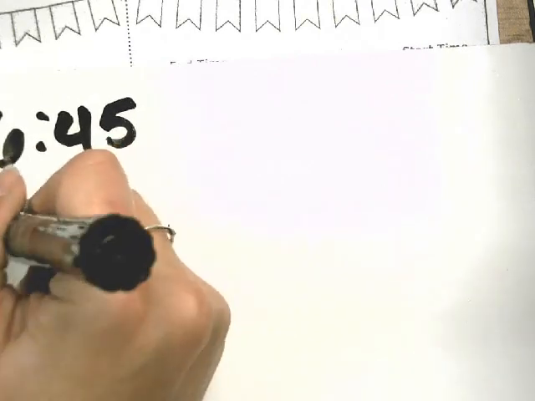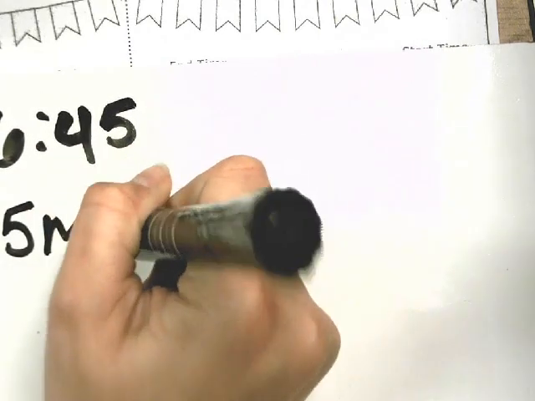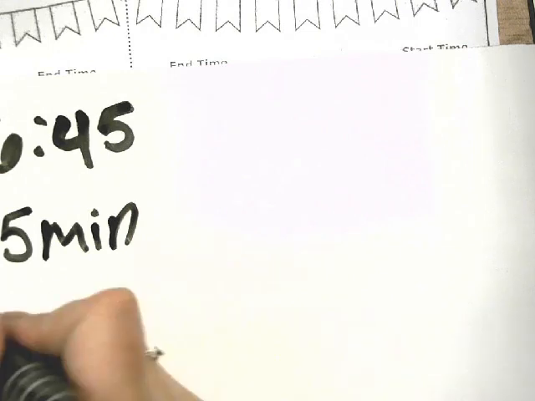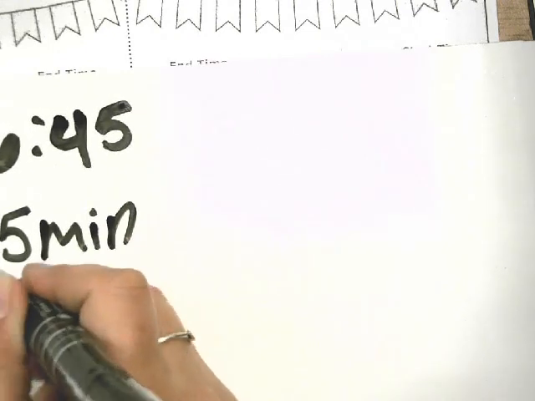I have my elapsed time of 45 minutes because that is how long it's going to take for me to get from point A to point B, so that is my elapsed time. And then I'm looking for the end time. I'm looking for when I'm going to arrive at the school and stop driving, when I'm going to end driving.